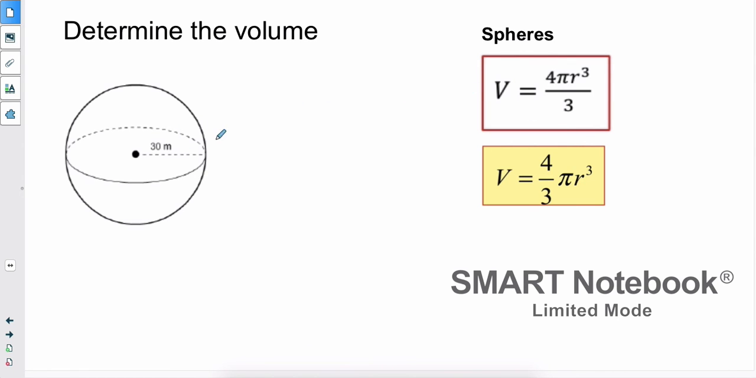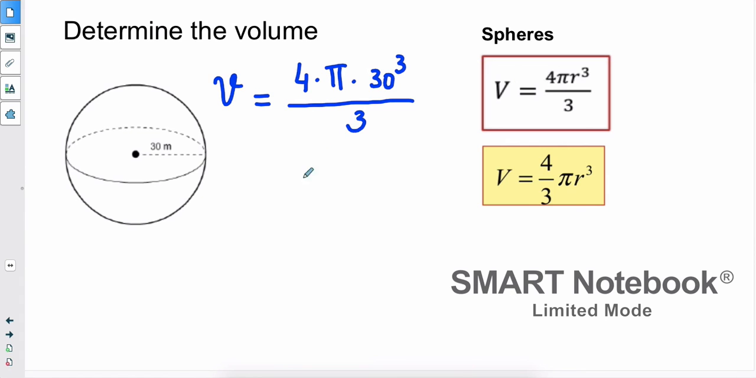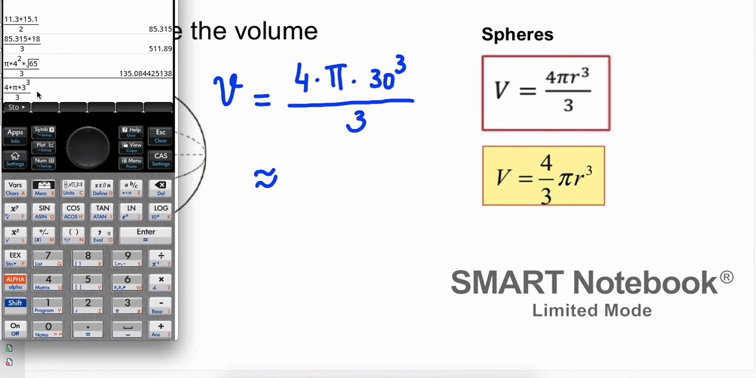So as an example, in this case, radius is 30 meter. That's the radius of the sphere. So the volume will be, I'm going to use the first formula, 4 times pi times radius cubed, and then divide that by 3. We enter that in our calculator in one go. It will look like this, 4 times pi times 30 cubed. And don't forget, always use this button.